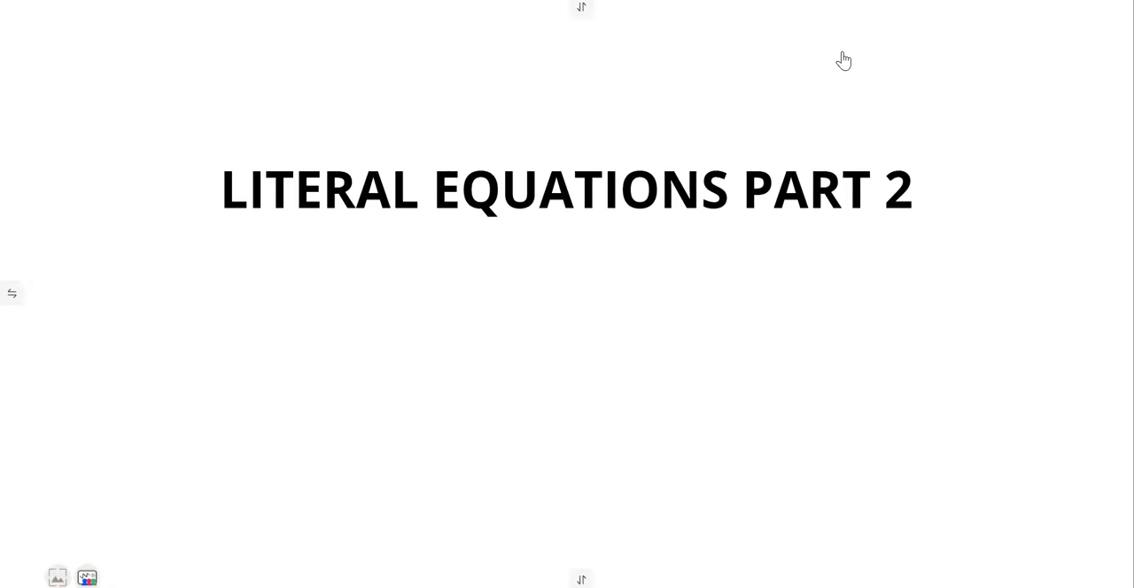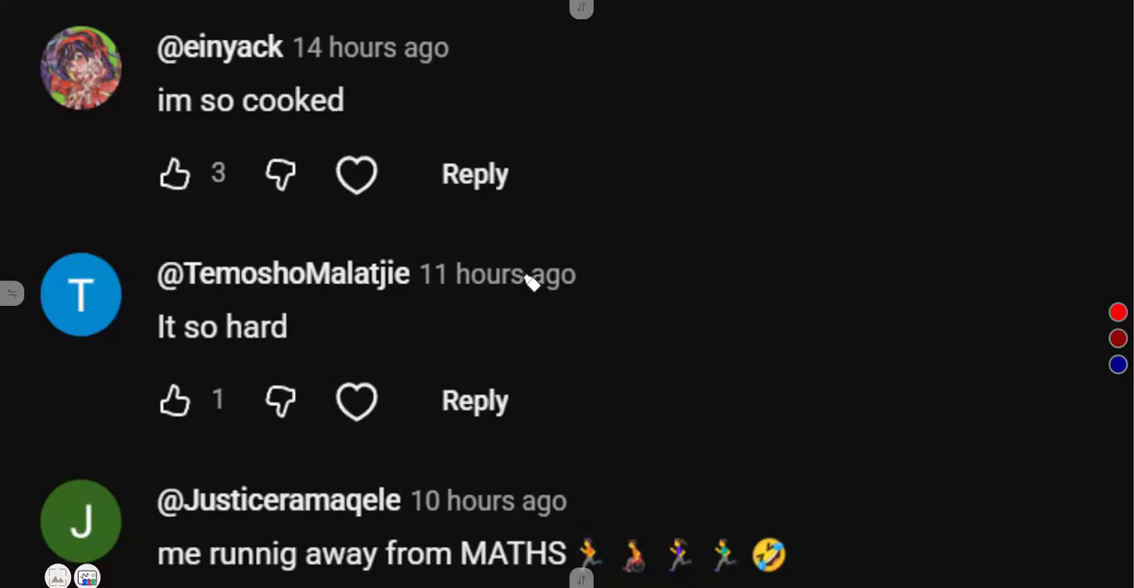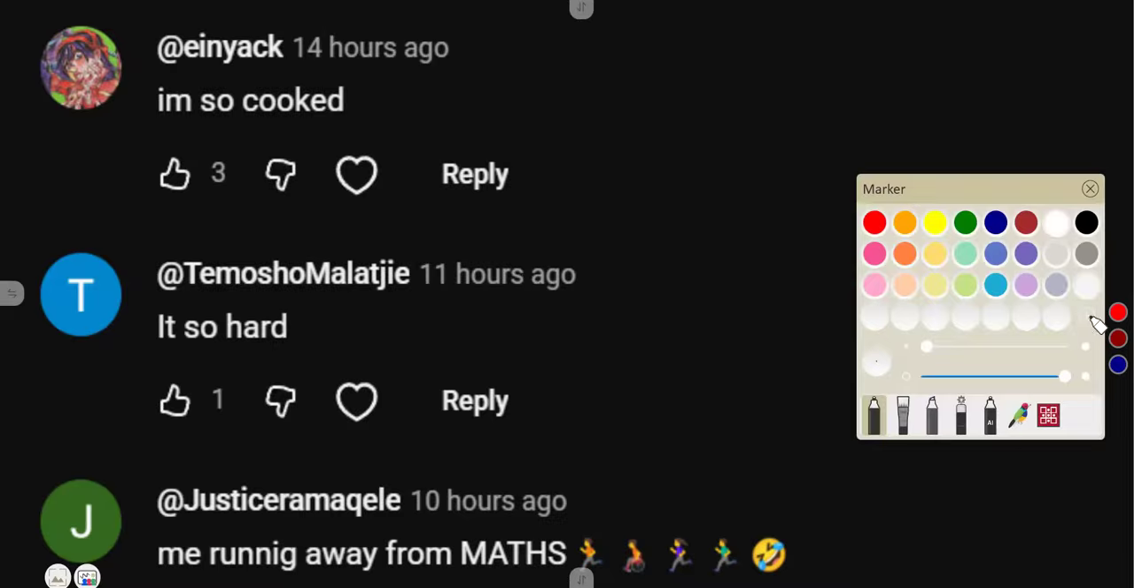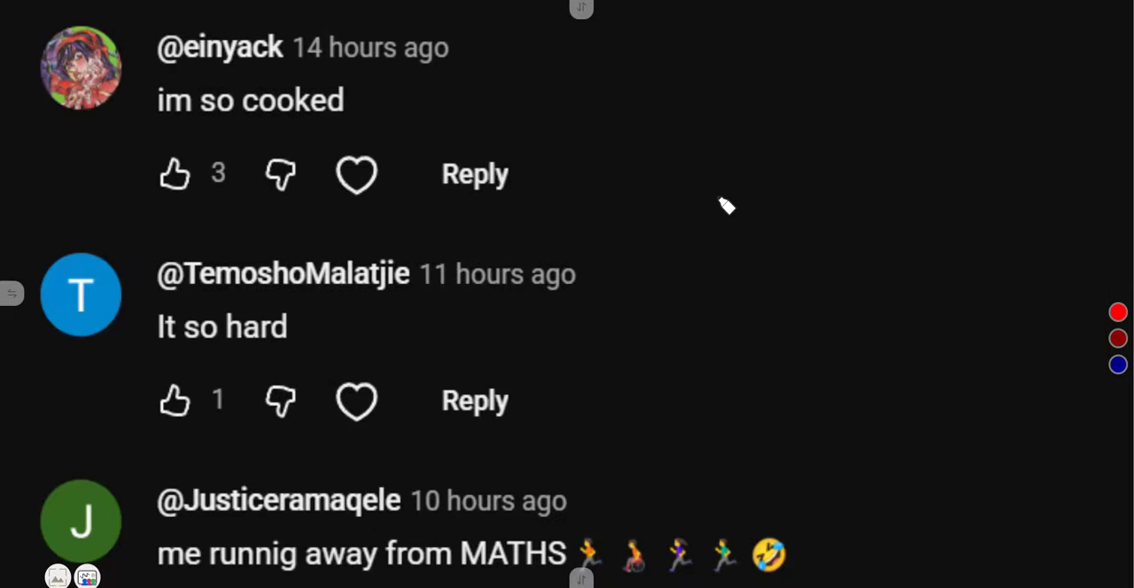So in this case, we are going to consider part two of what we had been working on, our literal equations. That is the change of subject of formula. We had the introduction, actually worked with some of the questions, and from what we had, it seems like some of us had some challenges along the way.